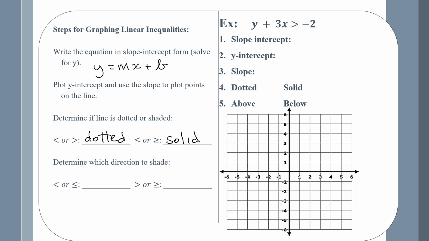All right, which direction are we going to shade? Well, if it's less than or equal to, you're going to do this below the line. If it's greater than or equal to, it's above.